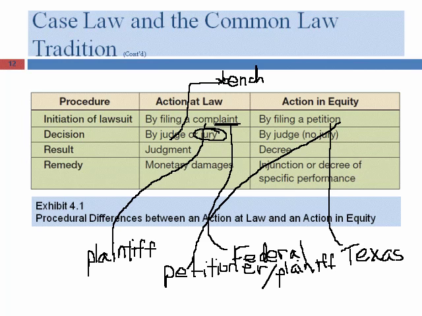But most of the time, you're going to have a jury trial. However, when you have an action in equity, the judge decides it all alone. And it may seem a little funny that you would have no jury in these types of matters, but when you think about it, it makes sense. A court order has to issue. Well, who makes a court order?